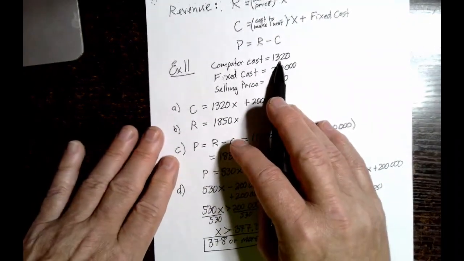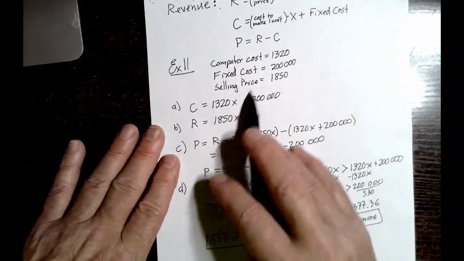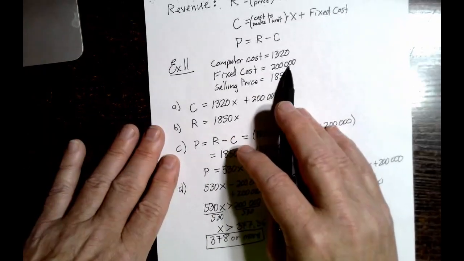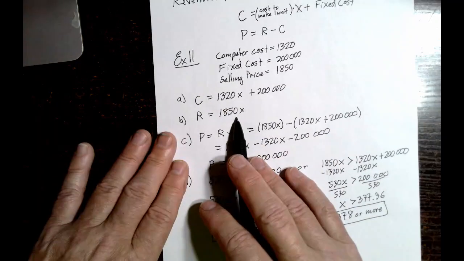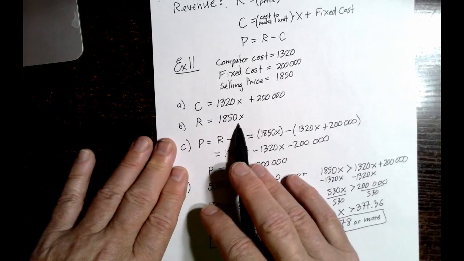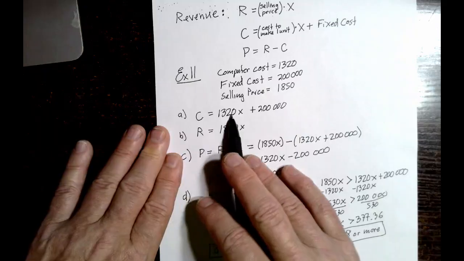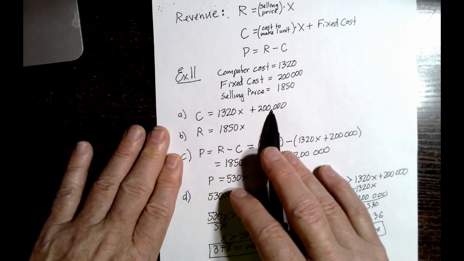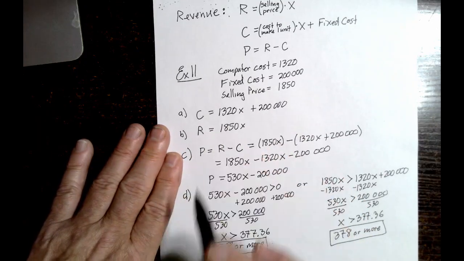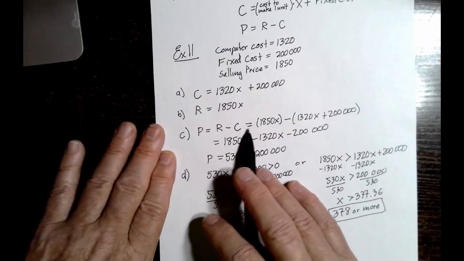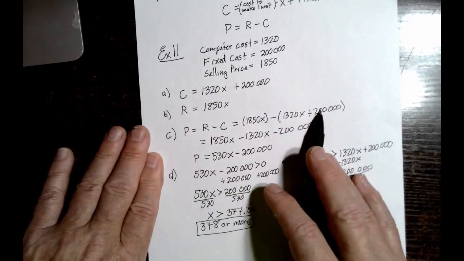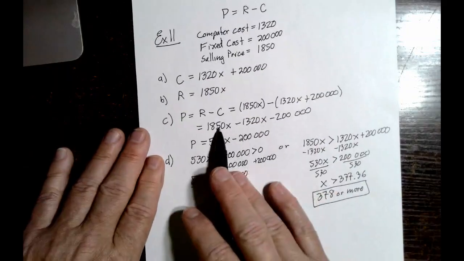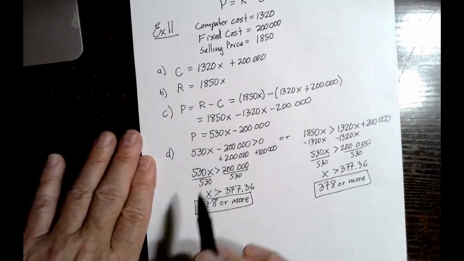So the computers cost $13.20 to make. Fixed cost is $200,000. Selling price is $18.50. First, the revenue is your price times x, so $18.50 times x. Your cost is the cost to make 1 times x plus your fixed cost, so it's these two numbers with the x there. Your profit is simply the difference between the two, and when you drop your parentheses, you distribute, and these two become negative, and you can combine those two, and now you have your profit function.